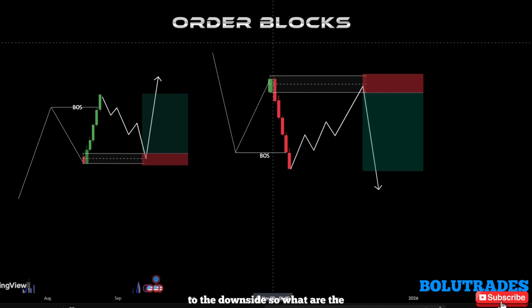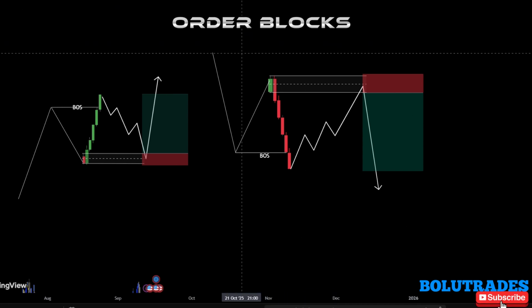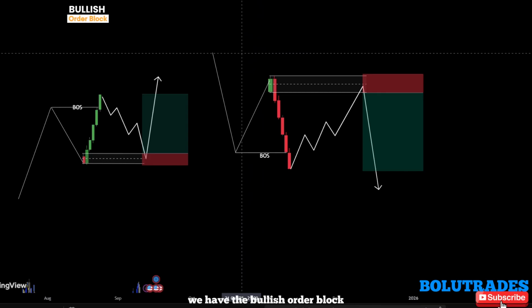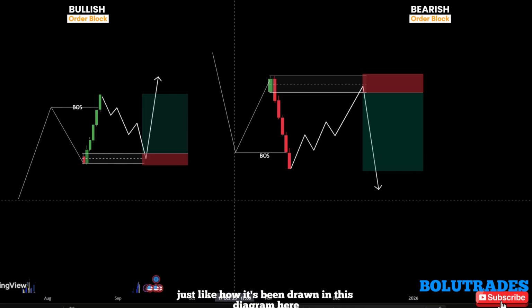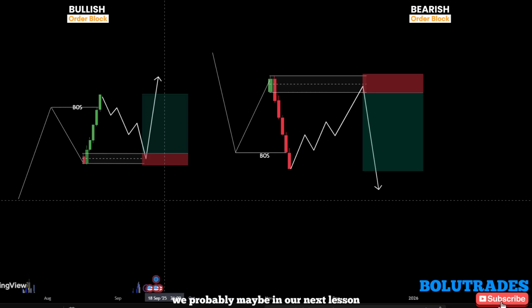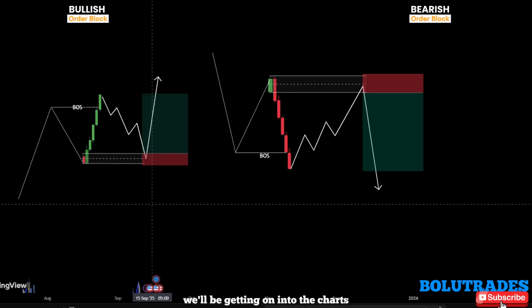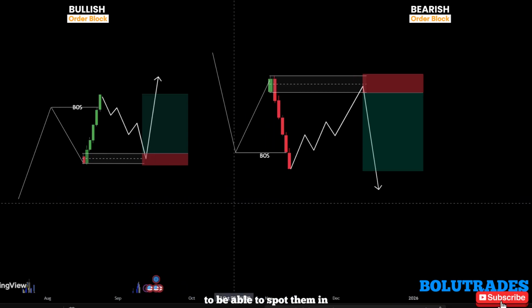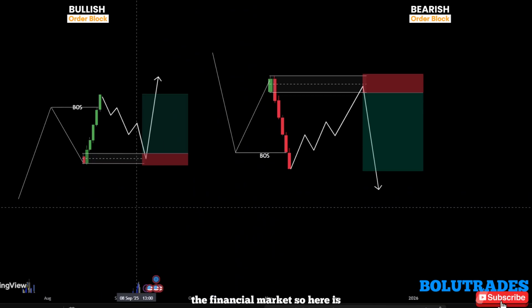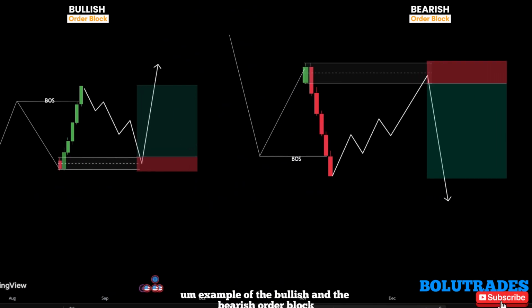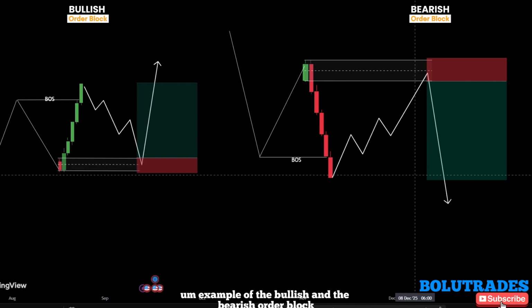So, what are the two types of order block we have? We have the bullish order block, we also have the bearish order block, just like how it's been drawn in this diagram here. I want you to remember this is just the theory aspect. Probably in our next lesson we'll be getting into the charts to be able to spot them in the financial market. So here is an example of the bullish and the bearish order block.